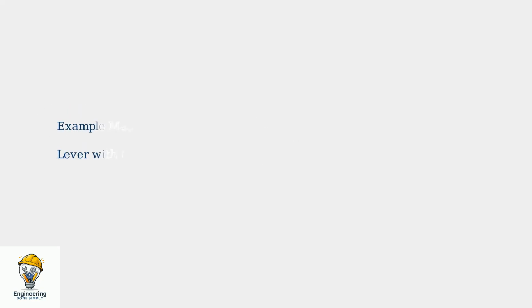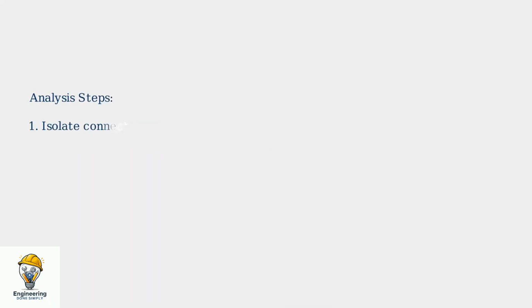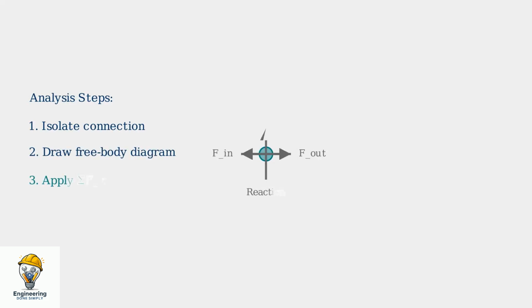Consider a simple machine, a lever with a fulcrum, input force, and output load. The machine transmits forces through its moving parts to perform work. To analyze the machine, isolate the fulcrum connection. Draw a free body diagram showing input and output forces. Apply equilibrium equations to find the relationship between forces and determine mechanical advantage.